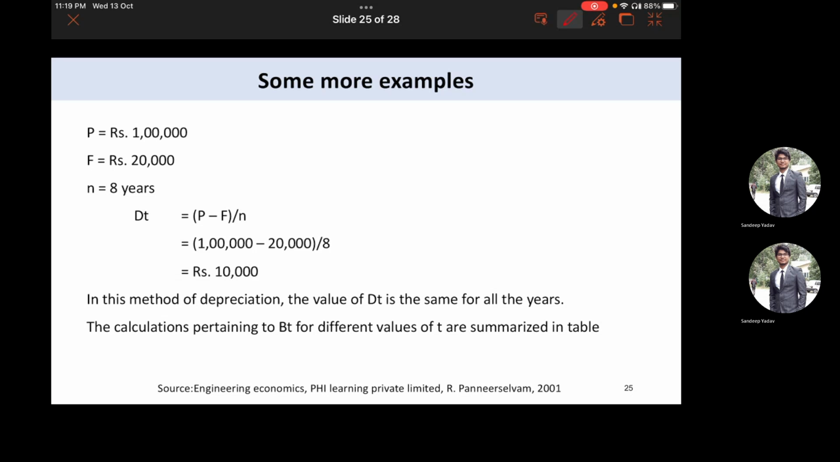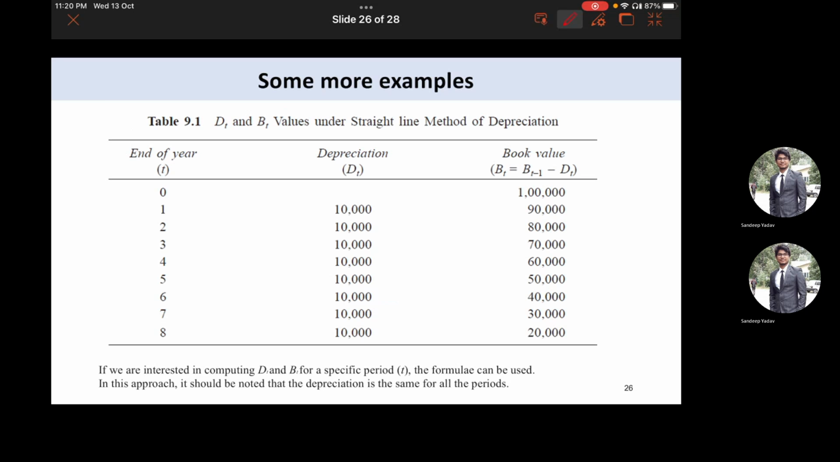Let's calculate it. Here the present book cost is the first cost, then the scrap value, and then the life. Now you can calculate depreciation for the year. Depreciation is depreciable value, that is 80,000 upon 8, that is 10,000 rupees. In this method, the value of DT remains the same for all years. The calculation of DT for different values of T is summarized in the table.